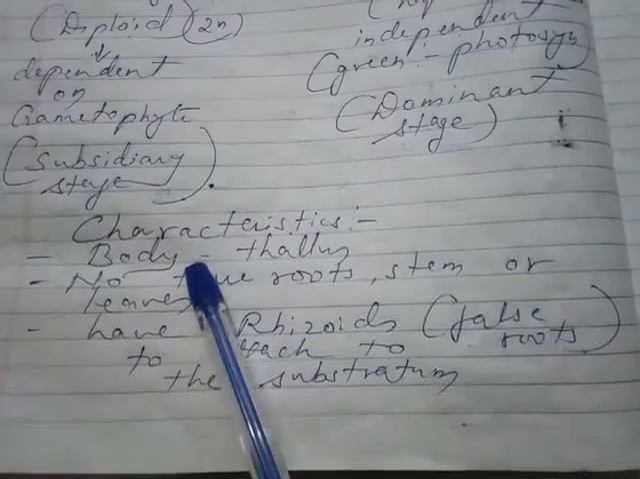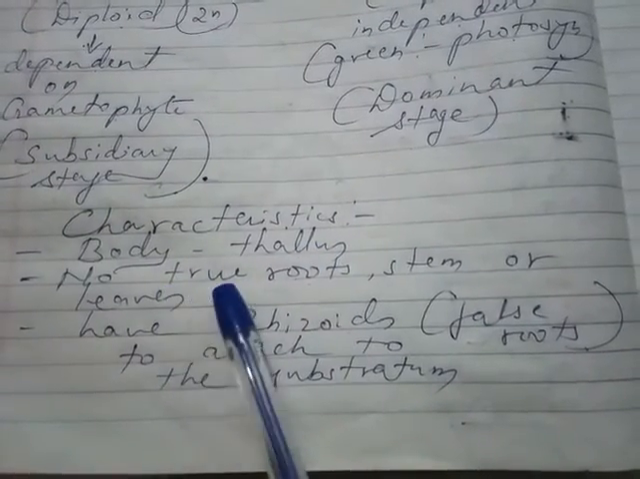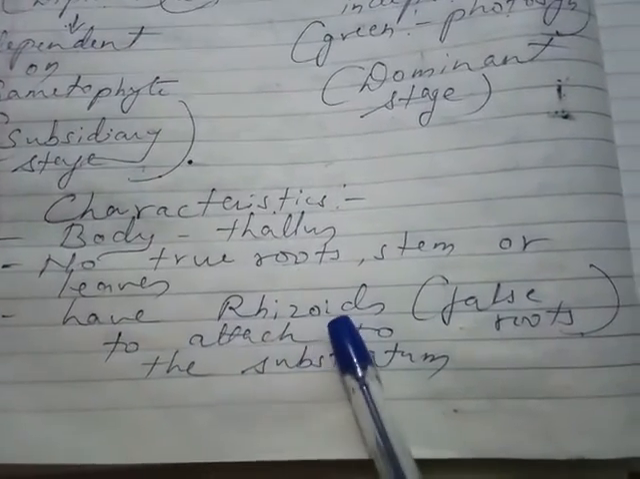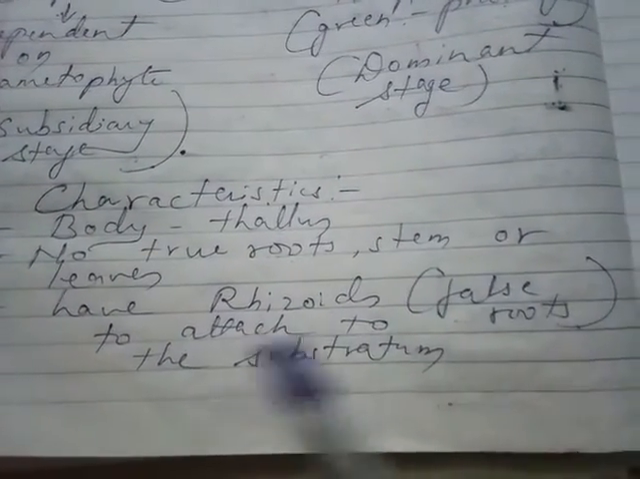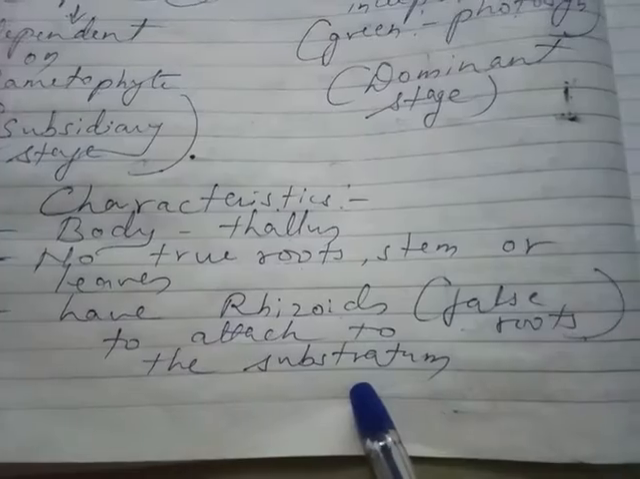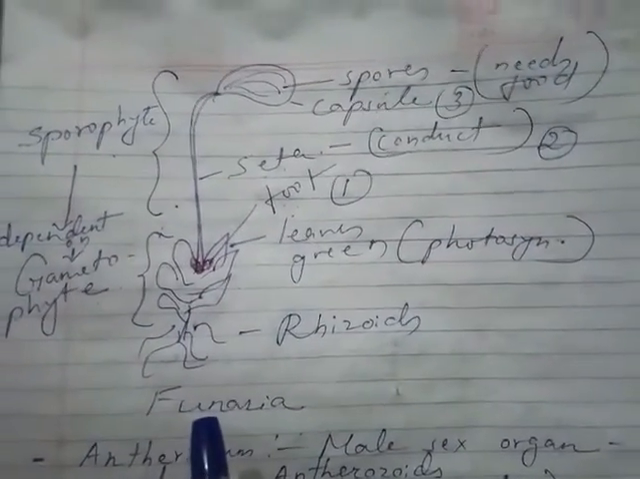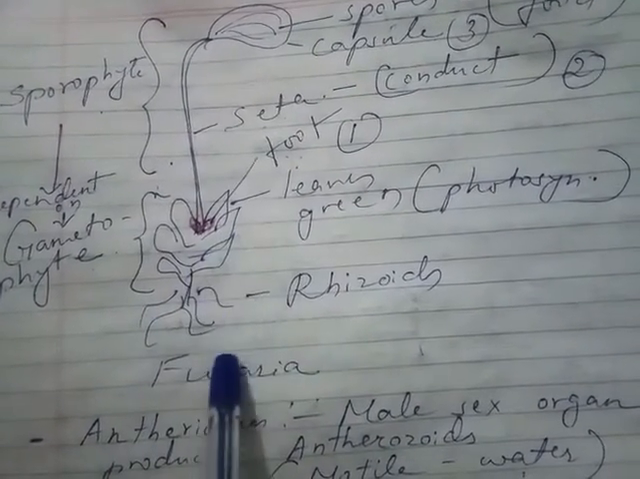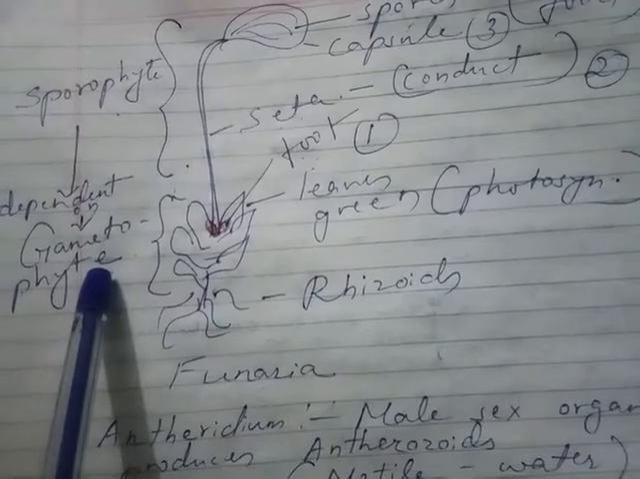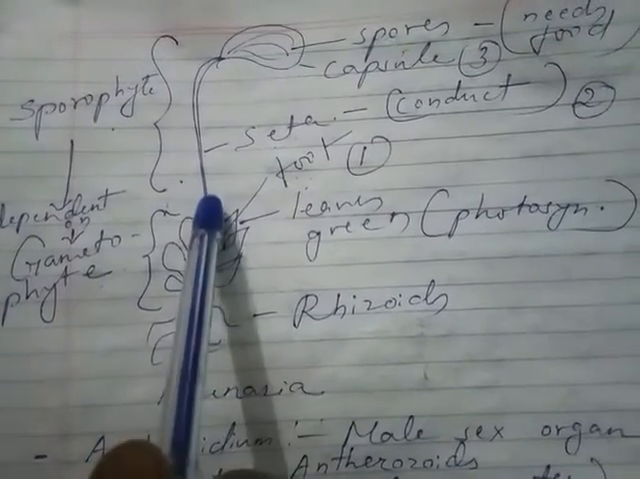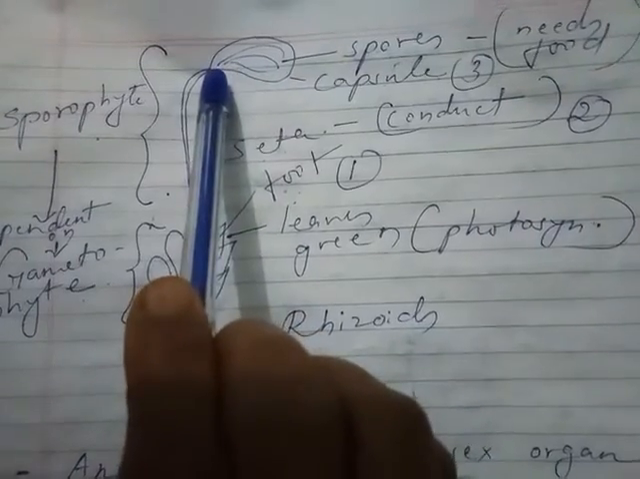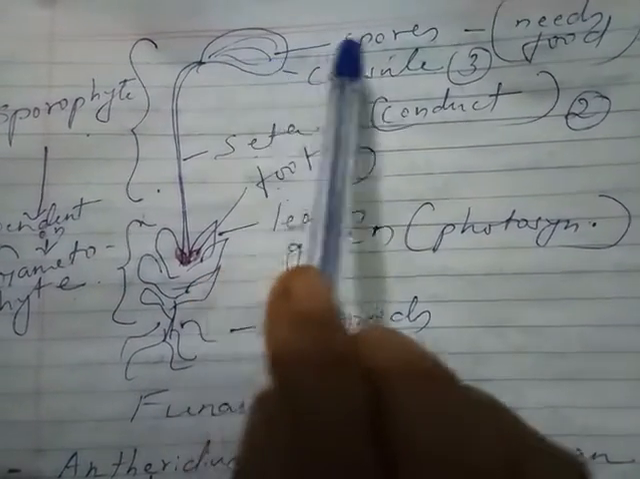The body of a bryophyte is a thallus, that is, no true root, stem or leaves are present. They have rhizoids, called false roots, which attach to the substratum. Now in this diagram, let us see the gametophytic stage and the sporophytic stage. This structure, having leaf-like structures and rhizoids, is called the gametophyte. While this one, which has a seta, and this structure is called the capsule. Now this capsule will be producing spores.